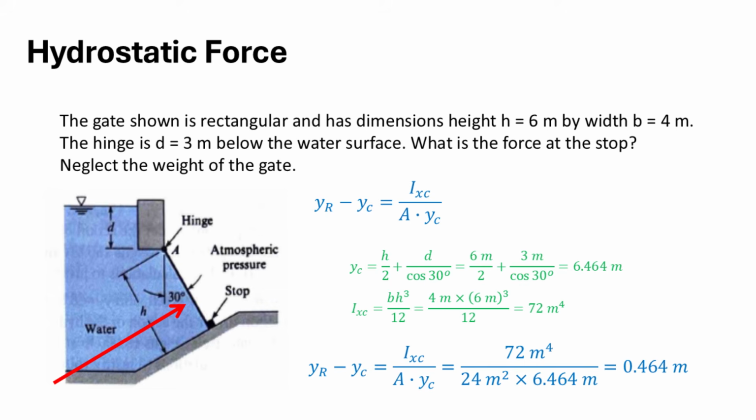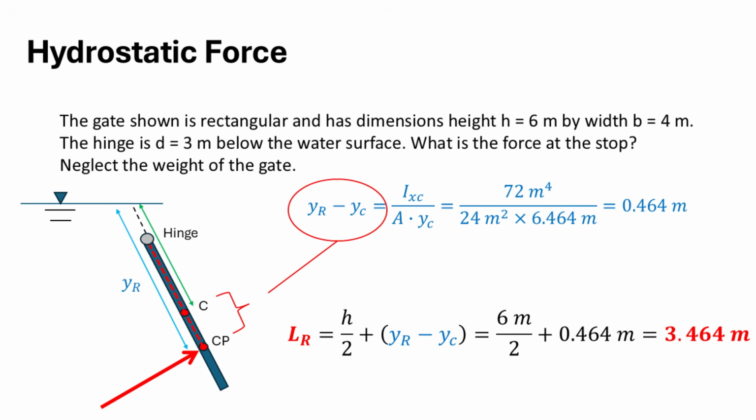Note that what we got here is the difference between the center of pressure's slant distance y sub r and the centroid's slant distance y sub c. The distance from the center of pressure to the hinge will be calculated by adding this distance difference to the distance from the centroid to the hinge. I know it sounds like tongue twisters as I speak, so I highly recommend you pause this video for a minute and take time to digest this part.